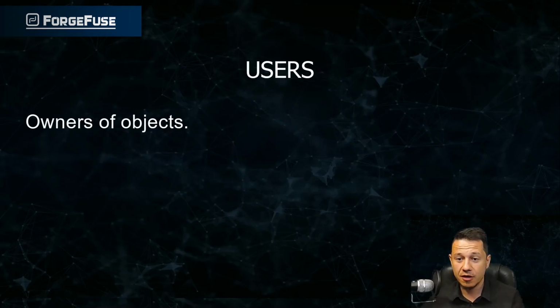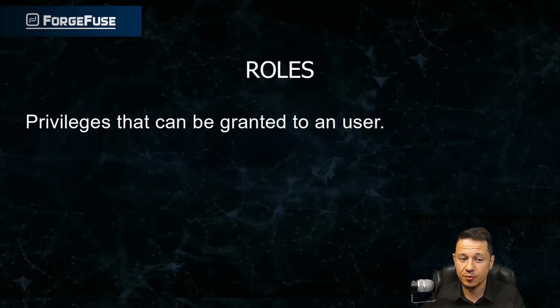Users are simply the owners of objects, and roles are the privileges that a user can have. So quickly, this is it for this section. In the next one, we're going to go through the naming rules of objects. This part is going to be very, very important for the exam, and it's starting to be interesting. Follow along and see you in the next one.